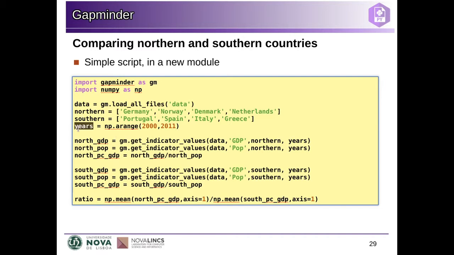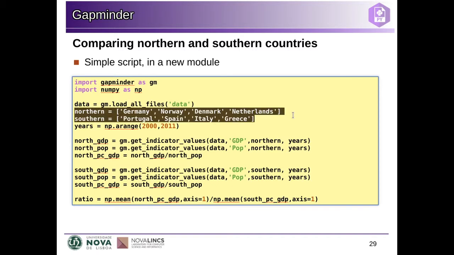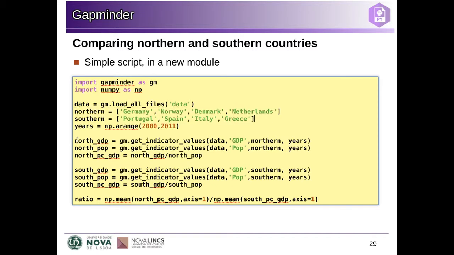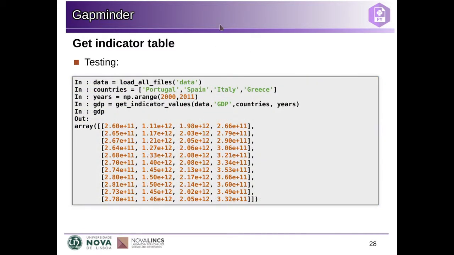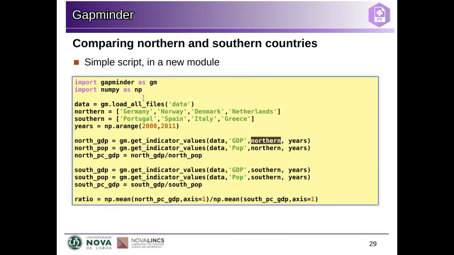Okay, so I have the years I want, the northern countries and southern countries, and now I'm going to get the GDP for each northern country. And to do that, I use this getIndicatorValues function that gives me a matrix like this for these northern countries. So for these four that I specified here, and for the years that I asked. And I do the same for the population.